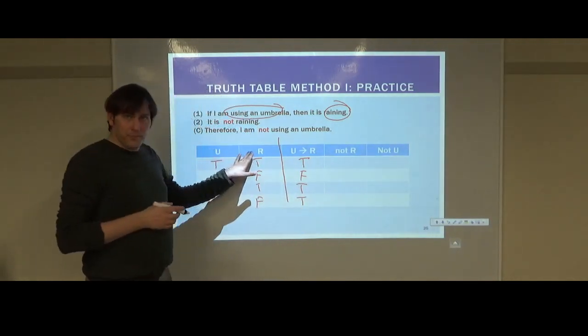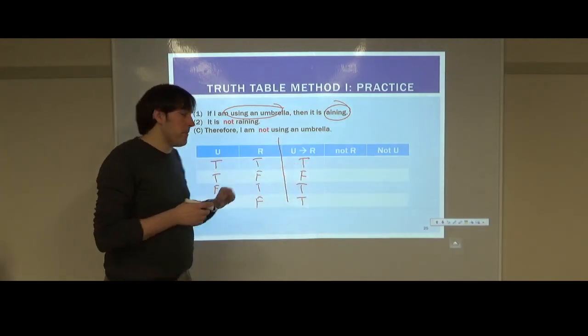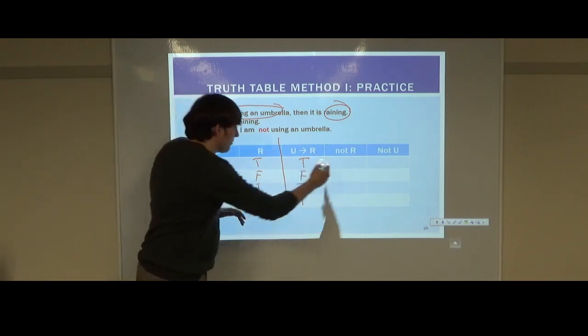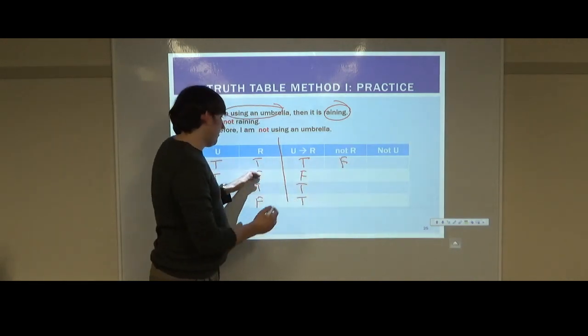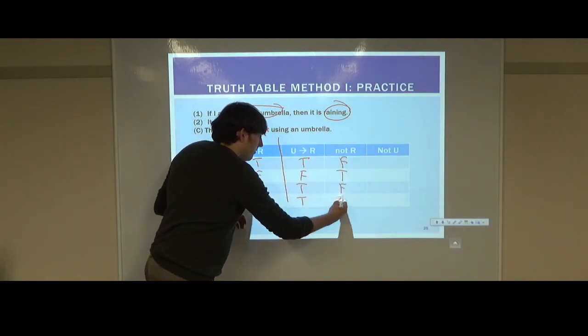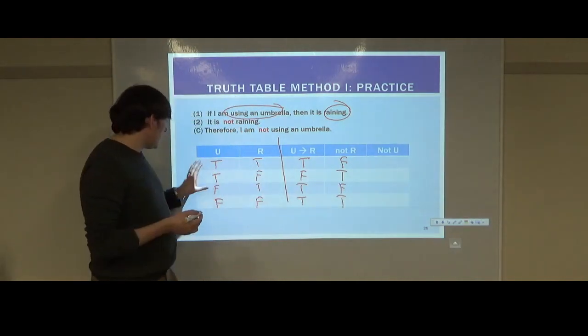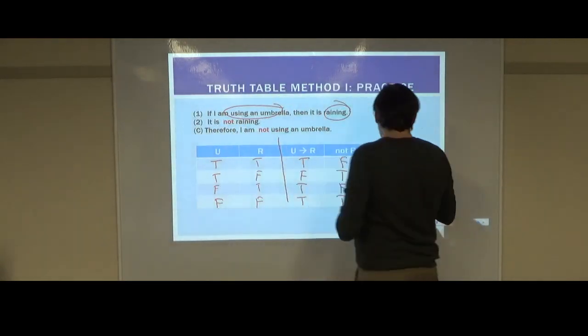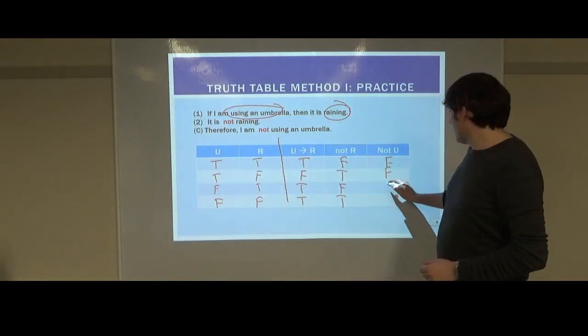So not R. So we can't just copy it over this time. We have to do a negation. So true becomes false, false becomes true, true becomes false, false becomes true. Same thing with U, we need to negate this. So now we have false, false, true, true.